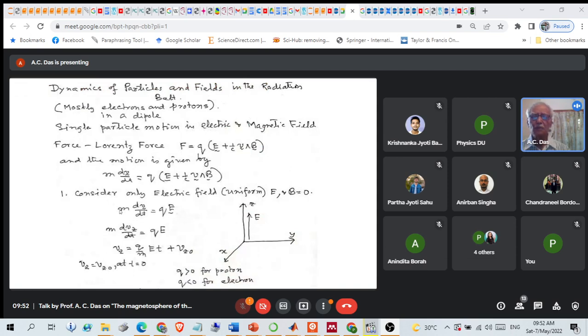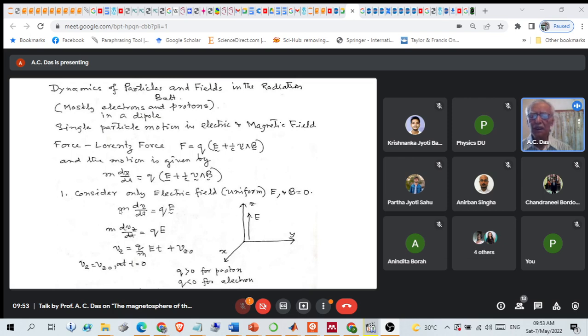The single particle motion in electric and magnetic field is controlled by the Lorentz force, and that force is written there. Force is qE plus (1/c) v cross B. Therefore, the motion of the particles will be determined by that equation. Now, we can study this by considering several independent conditions so that we can understand particle motions a little more clearly. The first one is the simplest one.